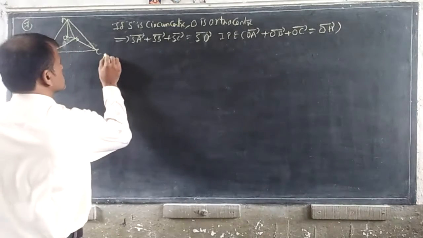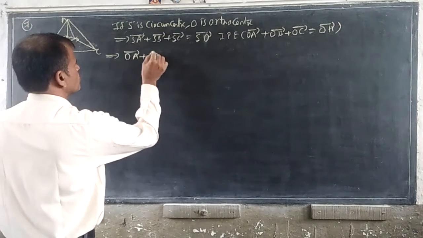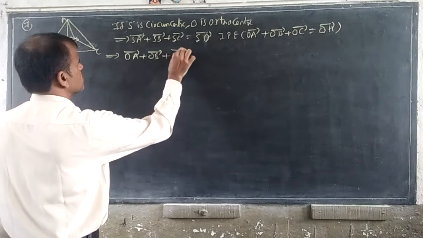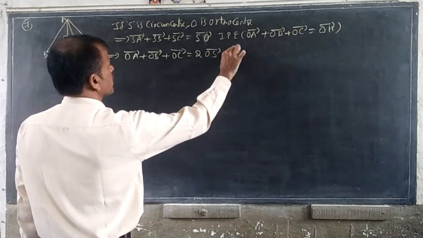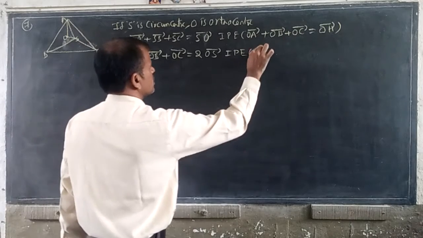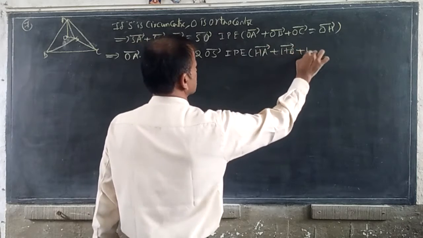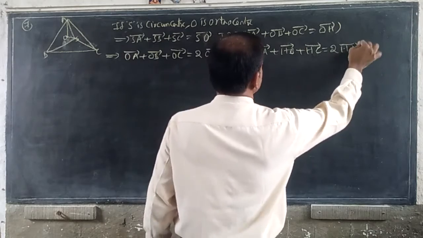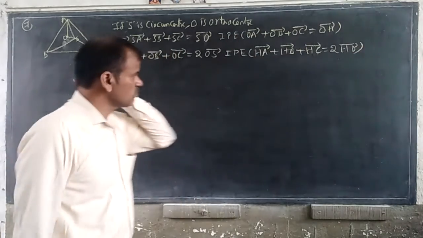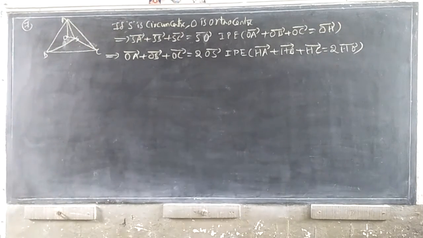Next, in a similar way, we have proved this one also. OA plus OB plus OC is equal to 2OS. This is as in IPE, HA plus HB plus HC equal to HO, which we proved, students. H means orthocenter there, O means circumcenter there. Here S means circumcenter, O means orthocenter. These are important sums, and using this one we are having a question.